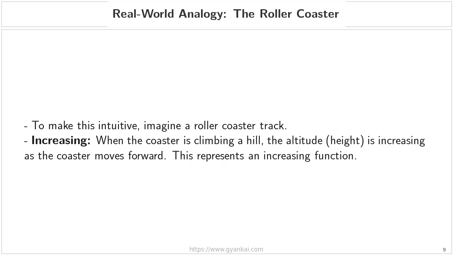First, consider the moments when the coaster is climbing a hill. As the coaster moves forward, which is equivalent to our x value increasing, the altitude, or the height, is increasing. This is a perfect physical representation of an increasing function.